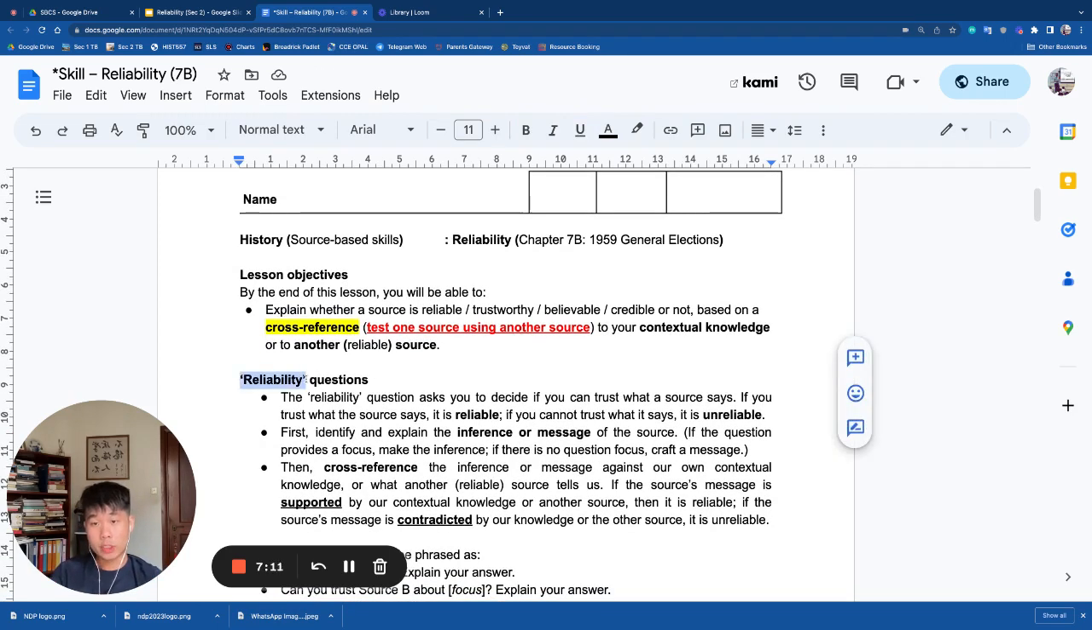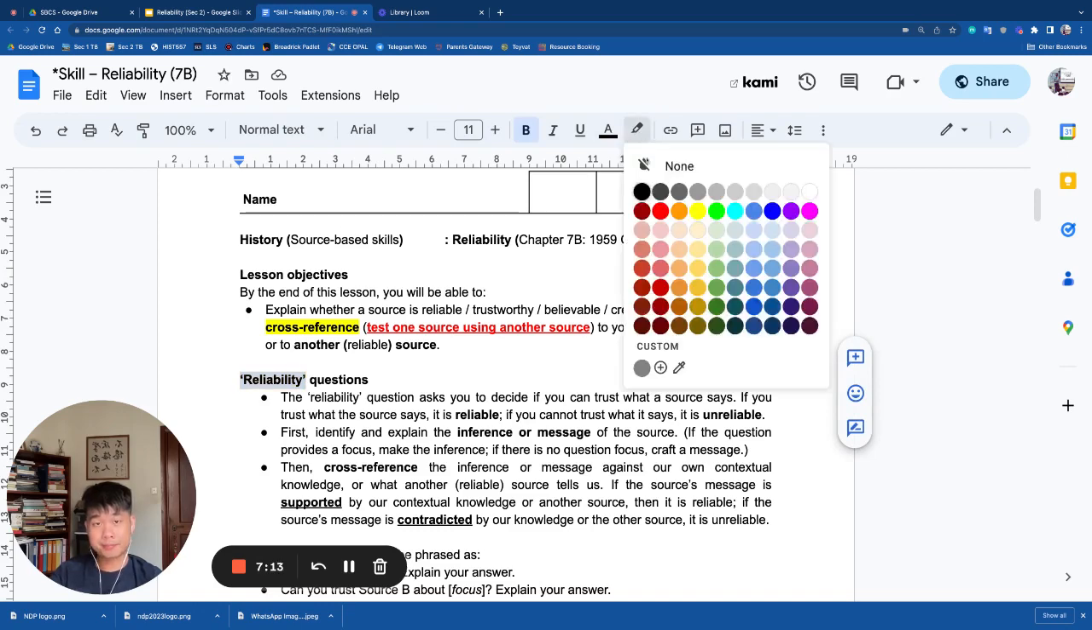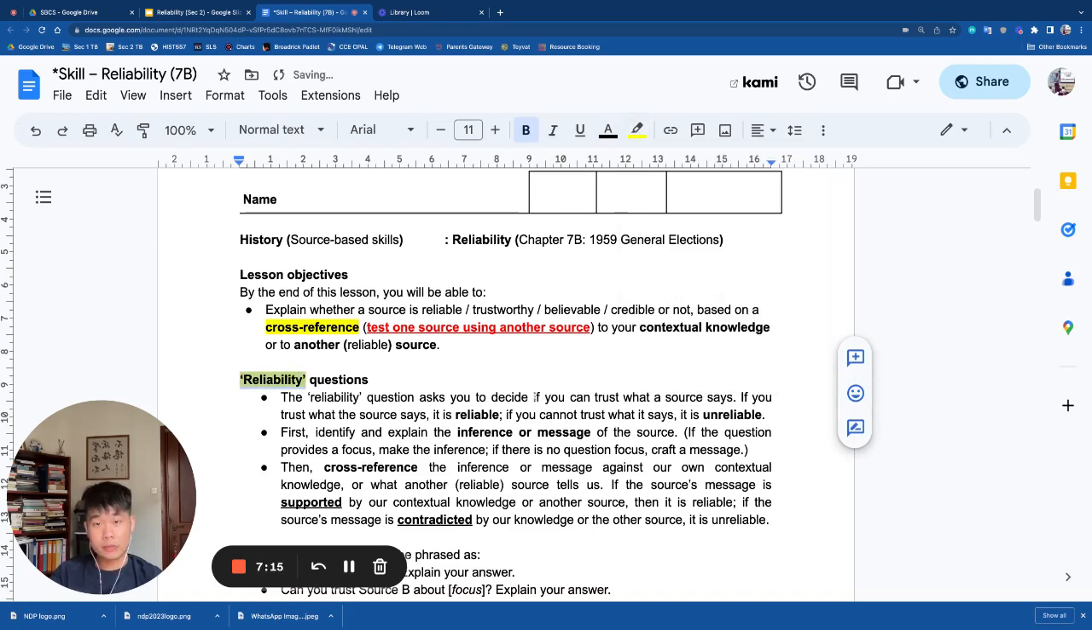So reliability questions ask you to decide if you can trust what a source says. And the first step is to find out what the source says. Right? Because I can't decide whether I trust what the source says until I know what it says. In other words, the first step is an inference. The first step is to get a message.